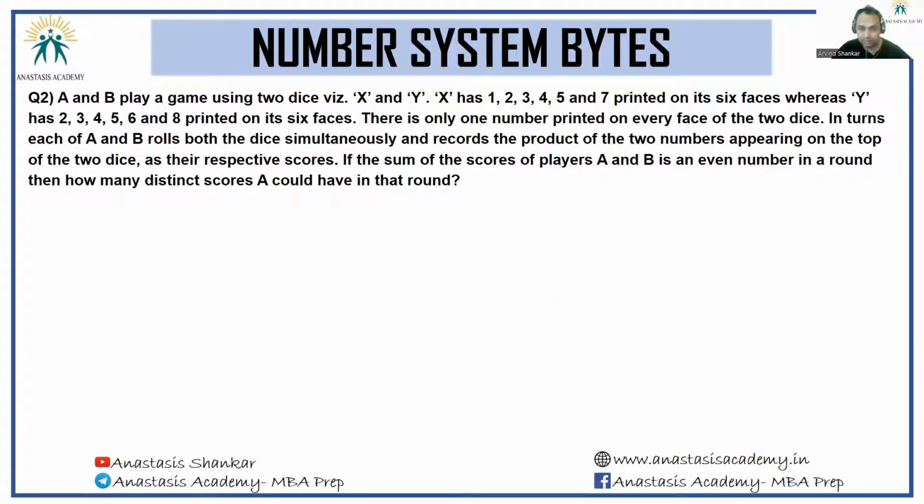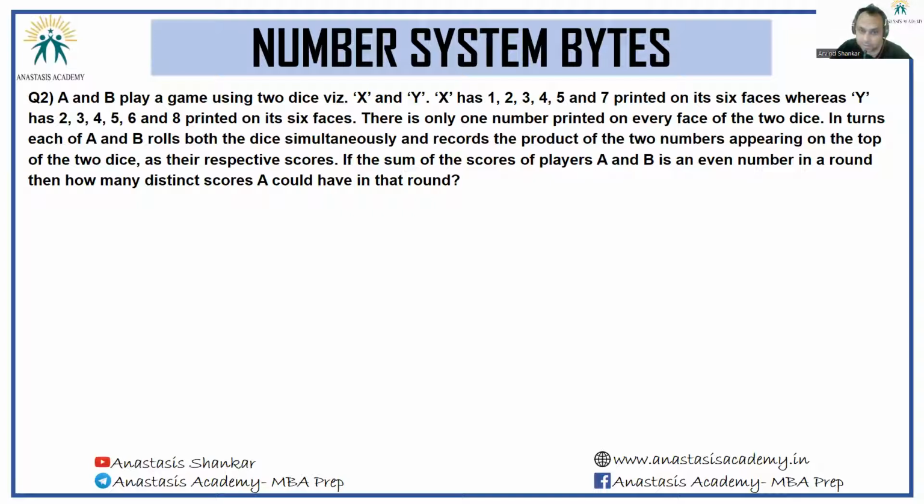Next question. A and B play a game using 2 dice, namely X and Y. X has 1, 2, 3, 4, 5, 7 printed on its 6 faces, whereas Y has 2, 3, 4, 5, 6, and 8 printed on its 6 faces. There is only one number printed on every face of the 2 dice. In turns, each of A and B rolls both the dice simultaneously and records the product of the 2 numbers appearing on top of the 2 dice as their respective scores.